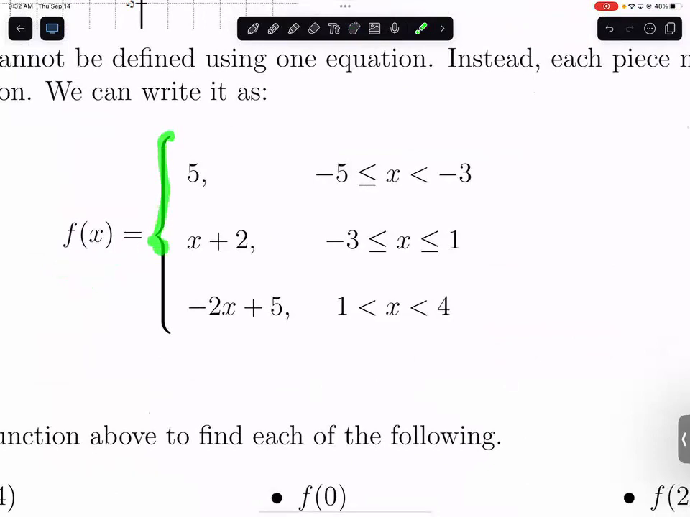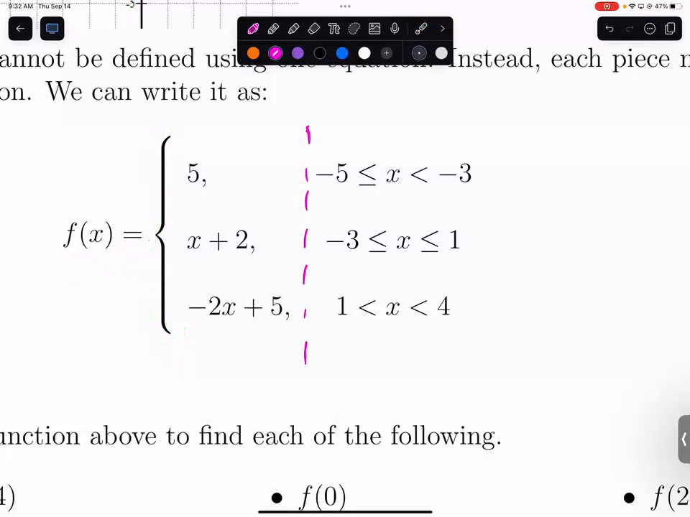Big curly brace. What do curly braces do? Yeah, they group things, right? It means this stuff goes together. So f of x equals not just one of these things, but all 3 of these things at the same time. Now let me draw a line down the middle here. So you see it says f of x equals 5, and then there's a comma. X plus 2, comma, -2x plus 5, comma.